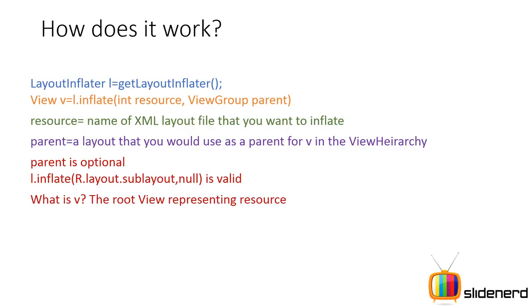Alright, and what is v? Well, v is the root view representing the resource. Now what do I mean by that? If your sublayout.xml file contains only a text view, v is going to be equal to that text view object in Java. If your sublayout.xml file contains a linear layout and a text view inside that linear layout, your v is going to be equal to the linear layout. It's going to be equal to the root inside that XML file. Alright, pretty simple to understand, yes?